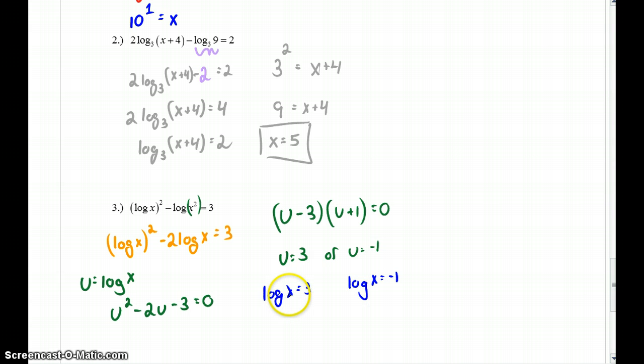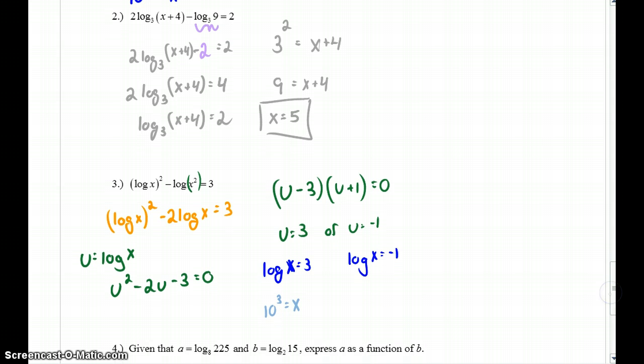Now, negative numbers aren't in the domain of logarithms, meaning I can't put in a negative number for x, but you can get negative numbers out. They are in the range. This allows me to say, well, 10 to the third power equals x, or in other words, x equals 1,000, and 10 to the negative first power equals x, or x equals 1/10. These are the two possible solutions to this problem.